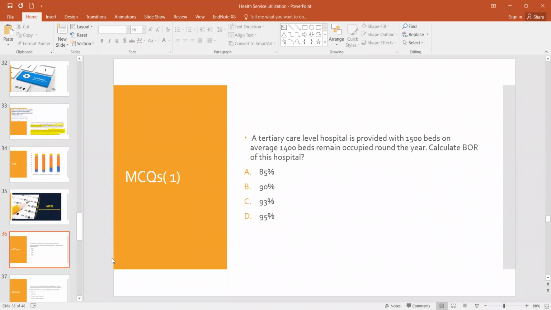A tertiary care level hospital is provided with 1,500 beds on average. 1,400 beds remain occupied round the year. Calculate the bed occupancy rate of this hospital. It is a little bit of calculation. Any guess? C is the correct answer, 93%.